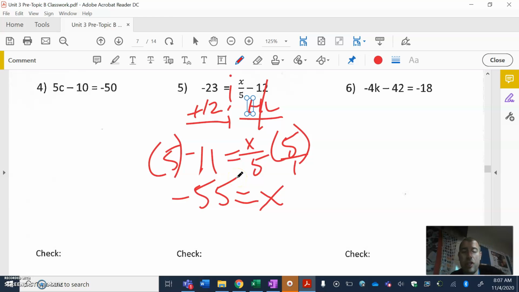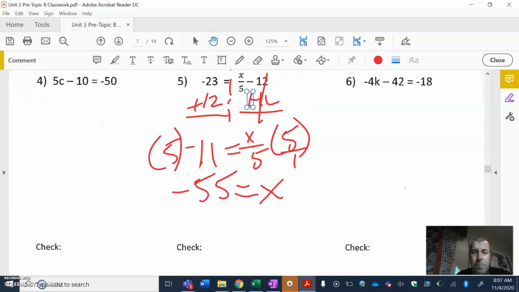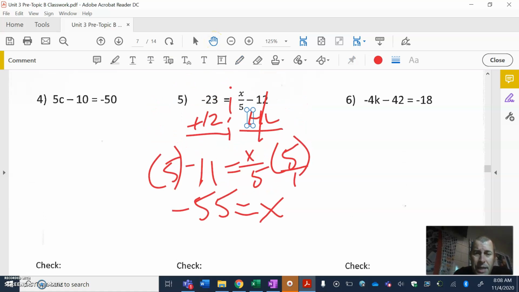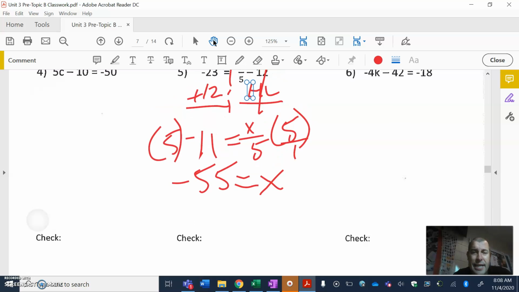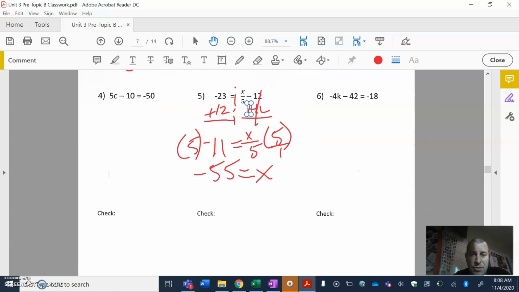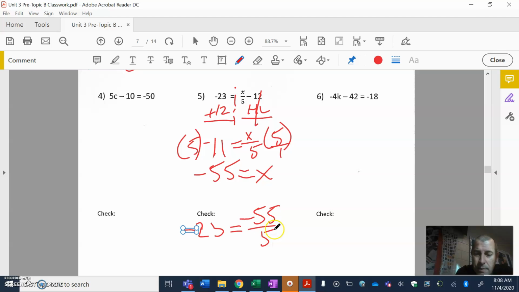So here they're asking for me the check step, and that's what we did up there. So we want to, again, see it here. We're going to plug it on in. I've got a negative 23 equals negative 55 divided by 5 minus 12.